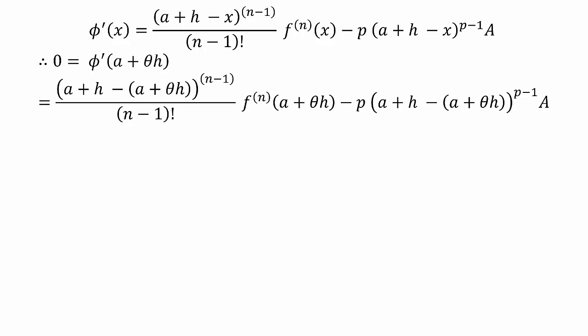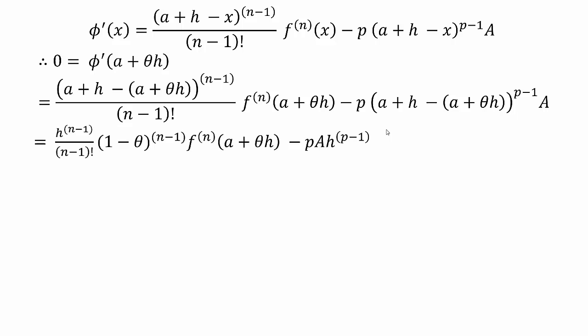As phi dash of a plus theta h equal to 0, we shall replace x by a plus theta h. We will get (a plus h minus (a plus theta h)) raised to n minus 1 divided by n minus 1 factorial into f^n (a plus theta h) minus p into (a plus h minus (a plus theta h)) raised to p minus 1 into A. This shows h raised to n minus 1 divided by n minus 1 factorial into (1 minus theta) raised to n minus 1 into f^n (a plus theta h).